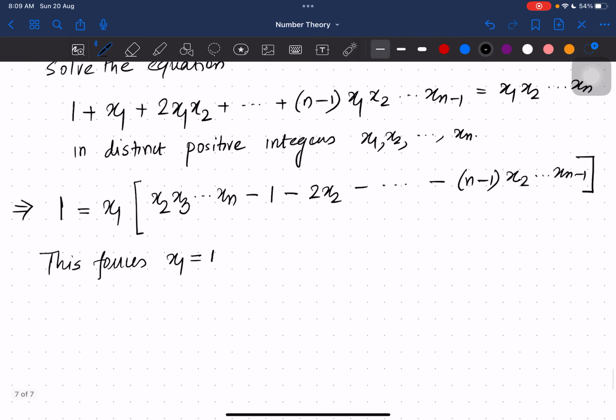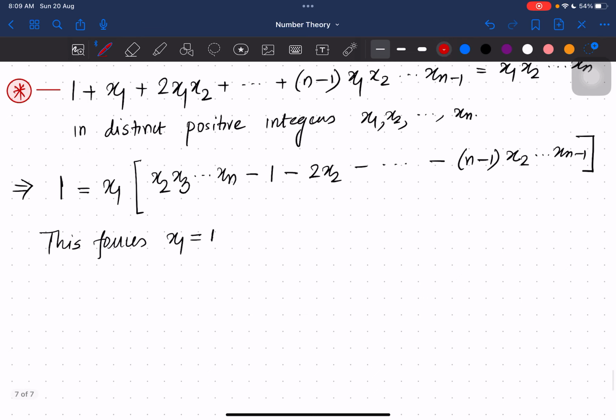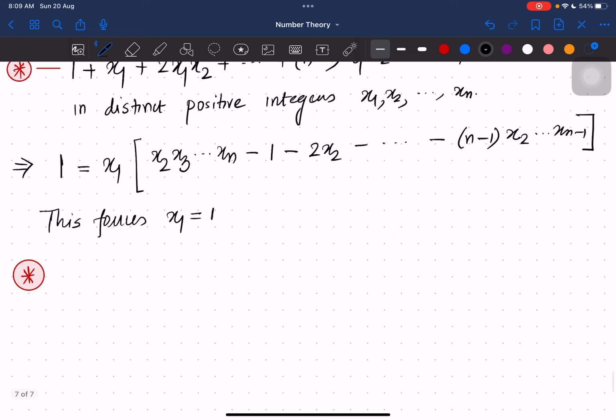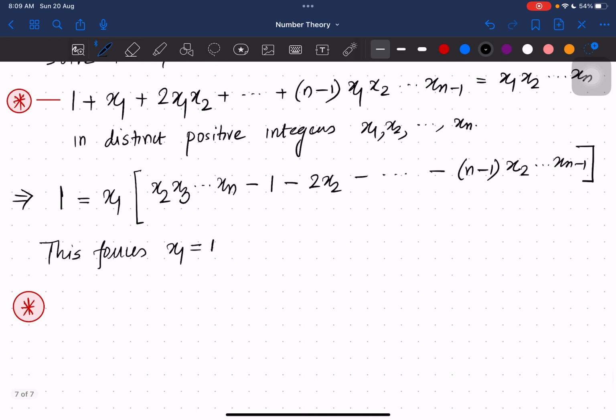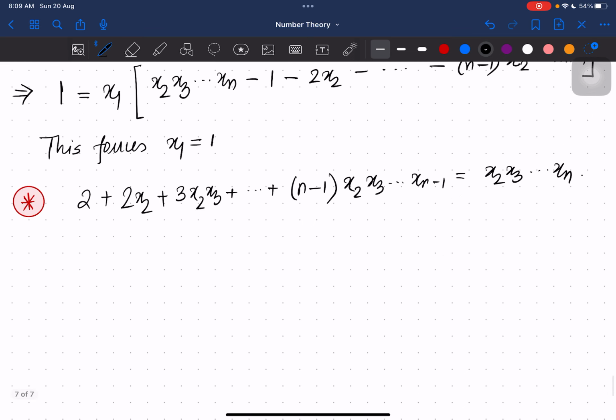So now x1 is 1. So then we can put the value of x1 into the given equation. So maybe this we can mark as star, right? So then putting this value that x1 equals 1, what you have from the star is 2 plus 2x2 plus 3x2 x3 and so on, n minus 1 x2 x3 up to xn minus 1 equals x2 up to xn, right?